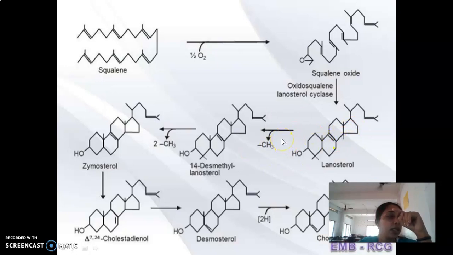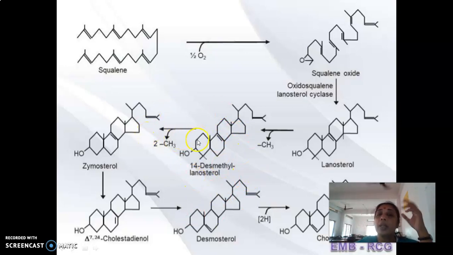So in order to indicate that the 14th methyl group is removed, we name the compound as 14 desmethyl, because demethylation is happening. So that's why the compound is named as 14 desmethyl lanosterol. See, now we are not having any methyl group on the 14th position. So the compound is named as 14 desmethyl lanosterol.